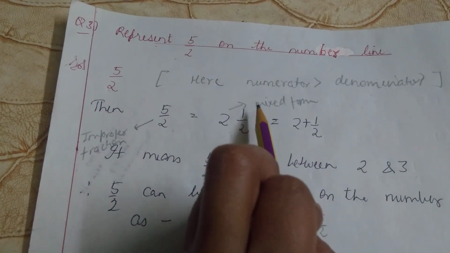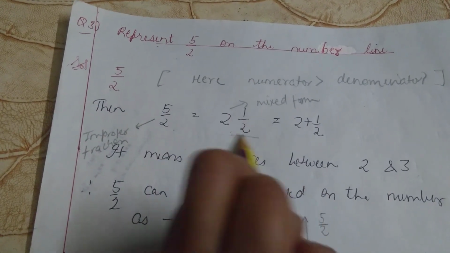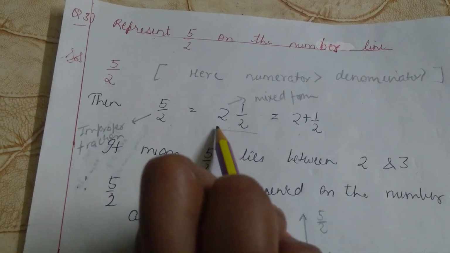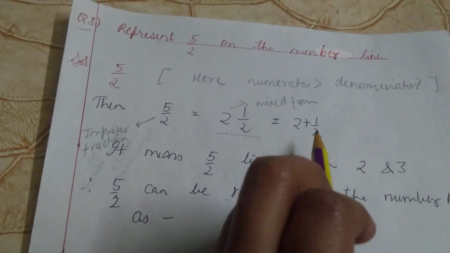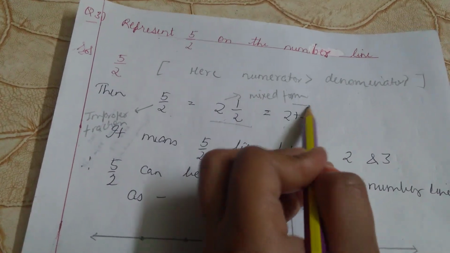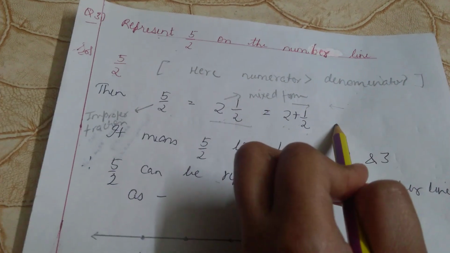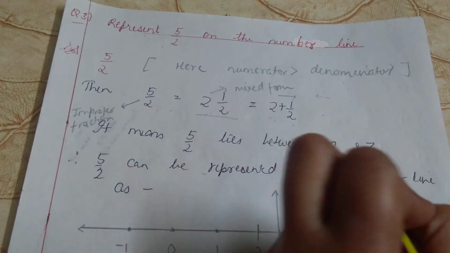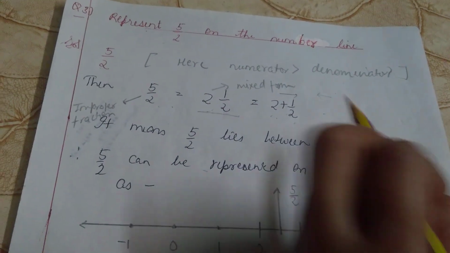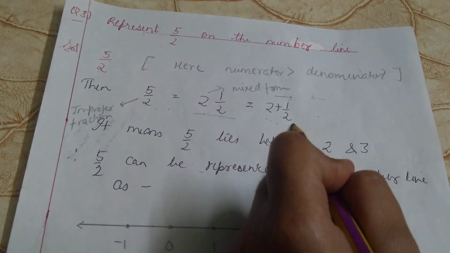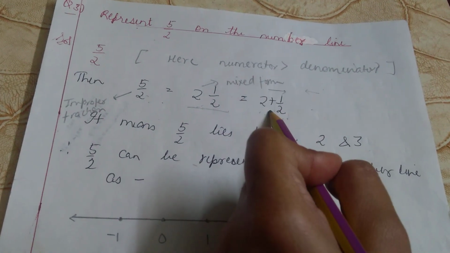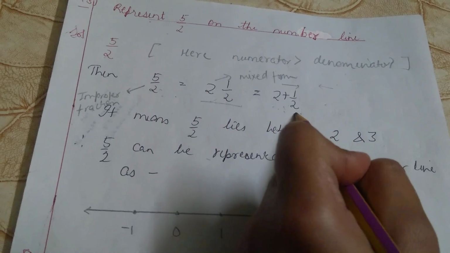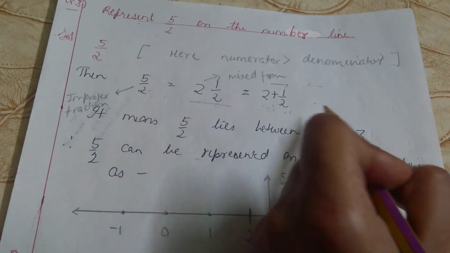It will come 2 whole 1 by 2. We can write this like this: 2 whole 1 by 2 can be written like 2 plus 1 by 2. It means 5 by 2 is greater than 2, but it is less than 3. It means 5 by 2 is lying between 2 and 3. 2 plus 1 by 2 means this rational number 5 by 2 is greater than 2, but it is less than 3. It means 5 by 2 is lying between 2 and 3.